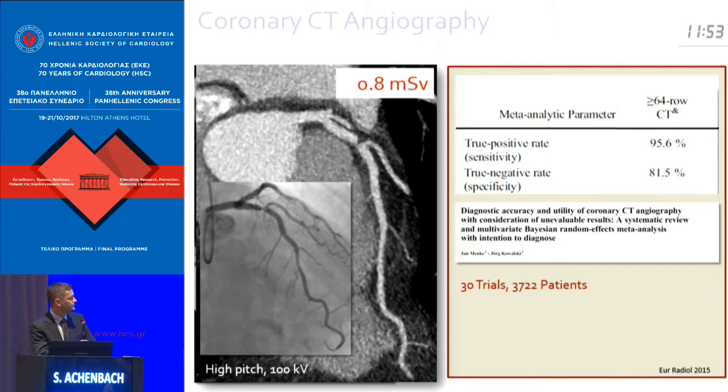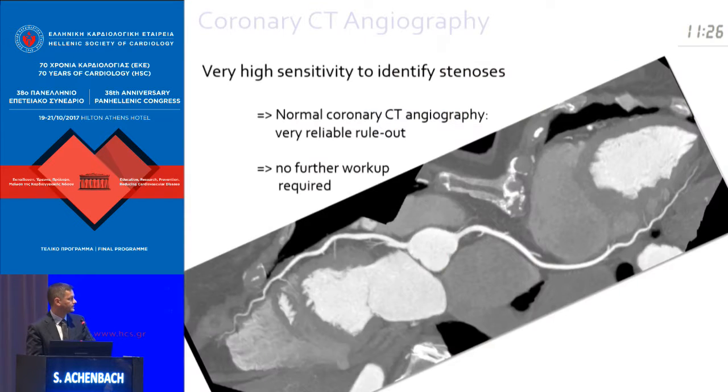The accuracy to identify coronary stenosis is very high. The sensitivity in a recent meta-analysis of 3,700 patients was 96%. The specificity of 81% to identify coronary artery stenosis is somewhat lower, but for a non-invasive technique, these are very, very high accuracy values, especially the sensitivity around 96%. We don't miss coronary stenosis by coronary CTA.